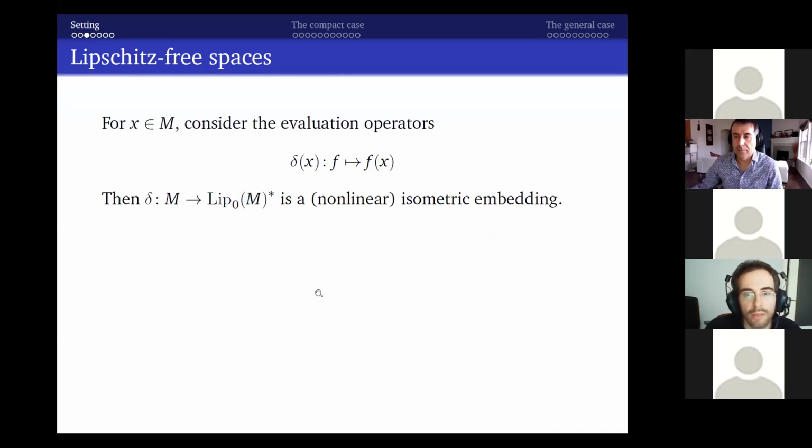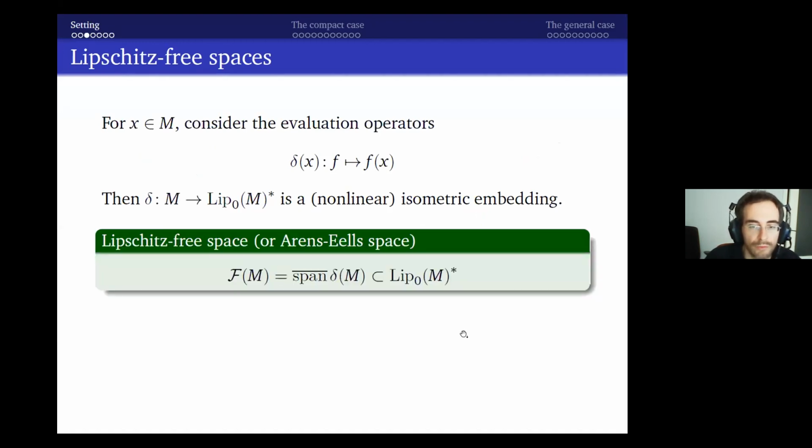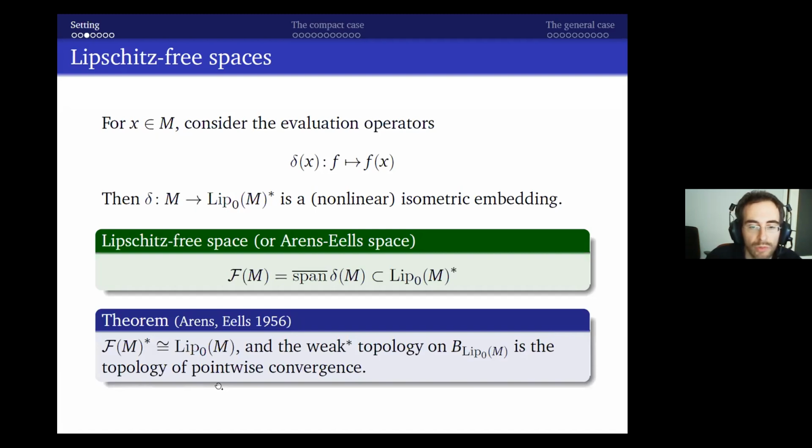We can consider the evaluation operators on points of M. These are obviously elements of the dual of the Lipschitz space. And in fact, these give an isometric embedding of M into this dual. If we consider the closed linear span of these evaluation operators, then this is what we call the Lipschitz-free space over M, or sometimes also called the Arens-Eells space. This is a subspace of the dual, but it's actually also an isometric predual of the Lipschitz space. And in fact, the weak-star topology that it induces on the ball is just the topology of pointwise convergence.